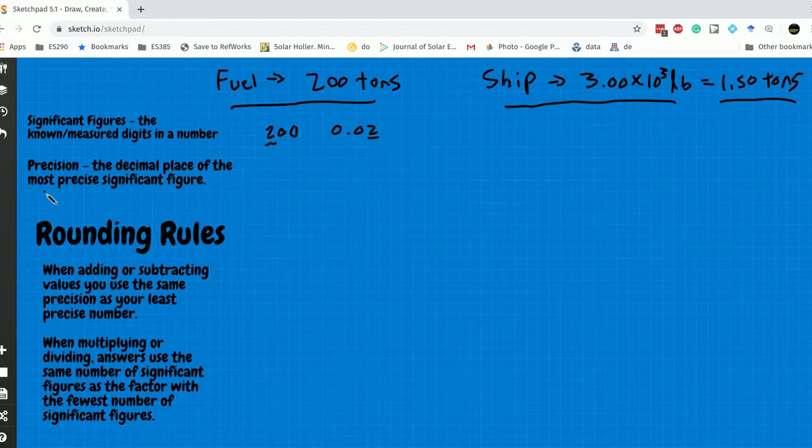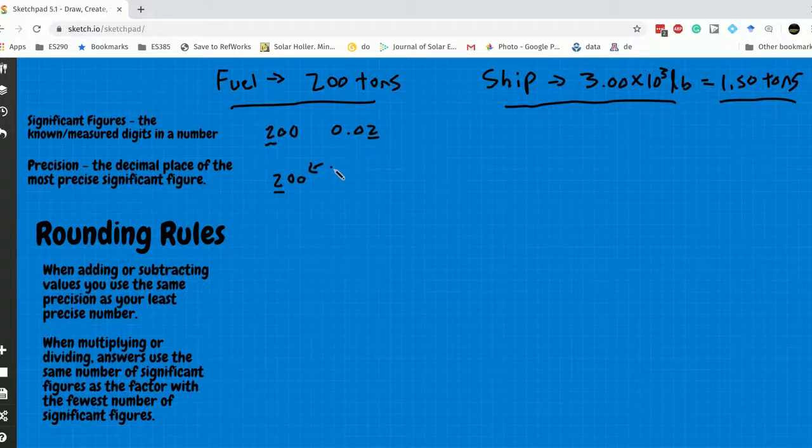Precision is the other key piece of information that we need to understand uncertainty, and it provides information about where the decimal place is located in a particular calculation or measurement. In this class, we'll define precision as the decimal place of the most precise significant figure in a number. For example, if we were to look at the number 200, we have one significant figure, which is this number 2, and it's in the hundreds place. So the precision of this number is the hundreds place.